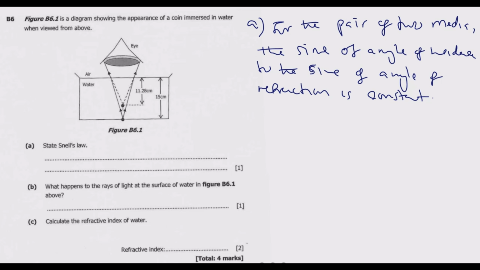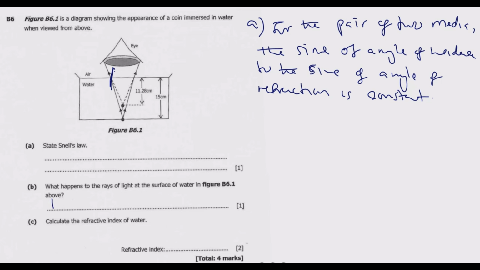Let us look at B. What happens to the rays of light at the surface of water in figure B6.1 above? Since the ray of light is coming from the bottom, as you see, what happens is, as it reaches the surface, it is refracted away from the normal, because air is less dense than water.